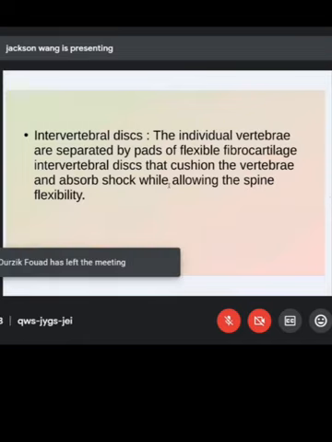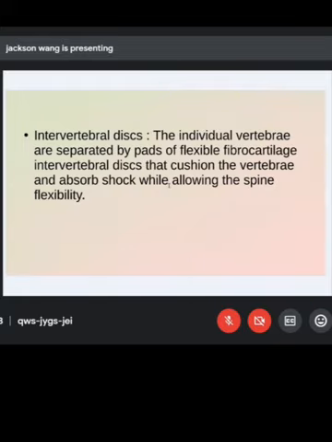Intervertebral discs, les disques qui sont intervertébraux. The individual vertebrae are separated by pads of flexible fibrocartilage intervertebral discs that cushion the vertebrae and absorb shock while allowing the spine flexibility. Les disques intervertébraux, intervertebral disc between two vertebral bodies.